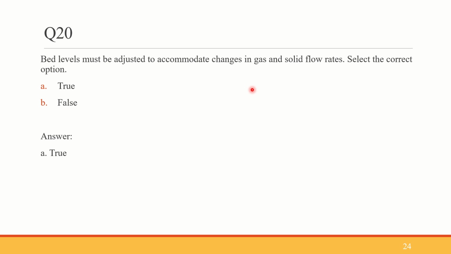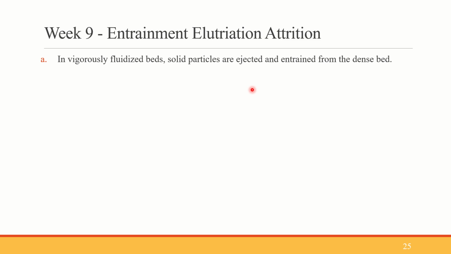As we have seen, an increase in the gas flow rate might lead to pneumatic conveying. The same bed which was in homogeneous fluidization at the low fluid velocity becomes pneumatic conveying at the higher fluid velocity. So it becomes necessary that we adjust the bed height to accommodate the changes in the gas and the solid flow rates. So the answer is option A, that is true, is the right statement.